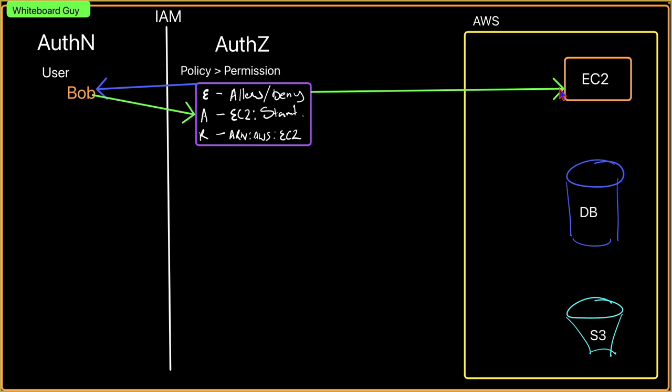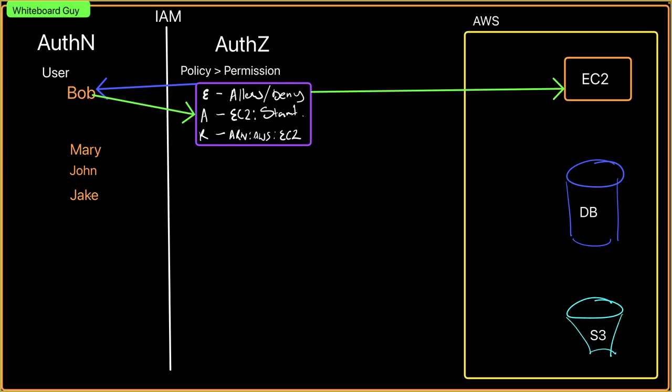But Bob is not the only entity. We could maybe have multiple users in our accounts like we have in practice. So we could have multiple users, and we could have a user called Mary, a user called John, and a user called Jake. And we would want to give all of them access to our AWS services.